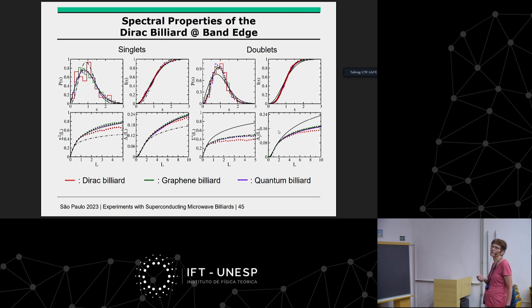Here I show the experimental results for the singlets and the doublets; in red are the experimental results. I mean, around the band edges one of the problems is that you have maybe 800 levels, but you have to separate by symmetry, and then you get only one third for each symmetry class. So around 200 for each symmetry class. And these are plotted here in red. So the statistics is not very good compared to what we have for the graphene billiard. The graphene billiard is shown in green, and the quantum billiard is shown here in blue. For the singlets, you find GOE, and for the doublets, you find GUE in all cases. So the Dirac billiard and the graphene billiard behave like a non-relativistic quantum billiard, as long as you are in the region of the band edges.